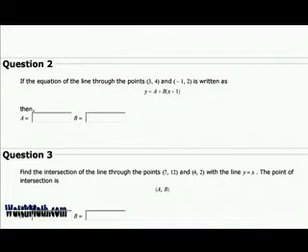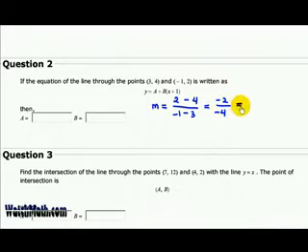Okay, question number 2, we want to find the equation of the line through 2 points, (3, 4) and (-1, 2). First we need to find the slope of the line passing through these 2 points. The slope is given by the change in y, 2 minus 4, over the change in x, -1 minus 3. If we simplify, we have -2 over -4, which is equal to 1/2.